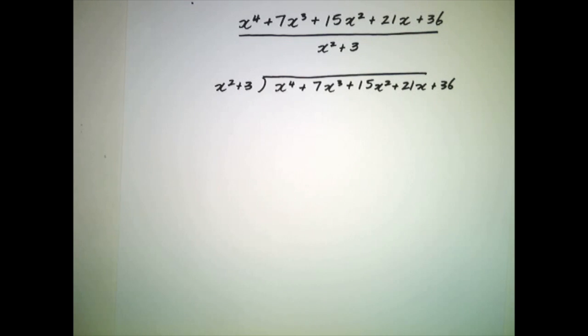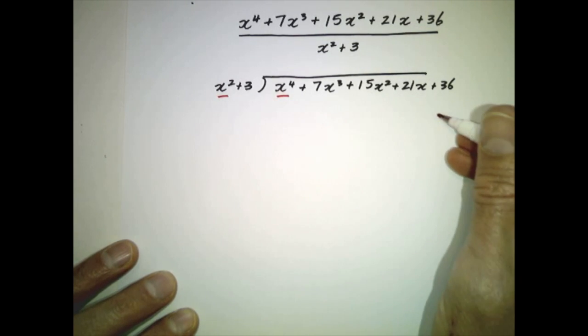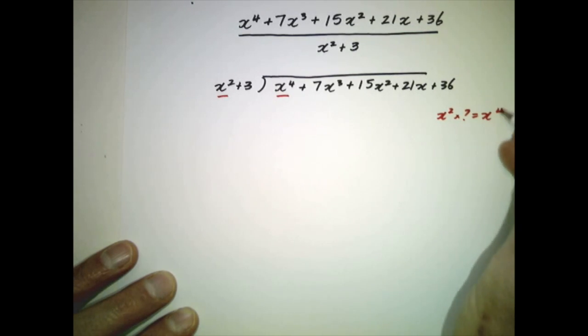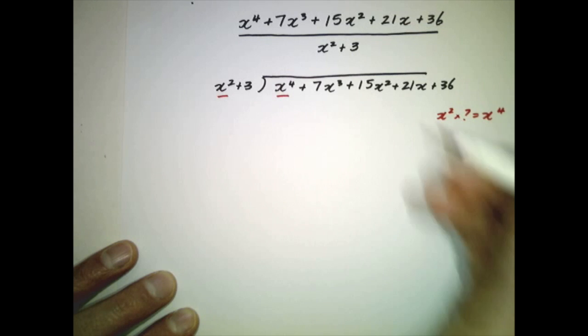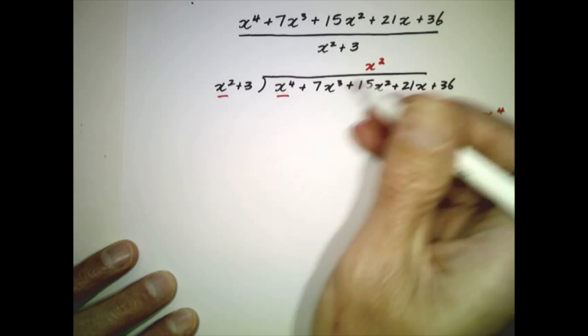And we ask the same question as before. Look at the first terms of both parts of this division problem and ask, what do we multiply x squared by to get x to the 4? And the solution, that is x squared. And we place that above the same term in the dividend so it aligns with a like term.